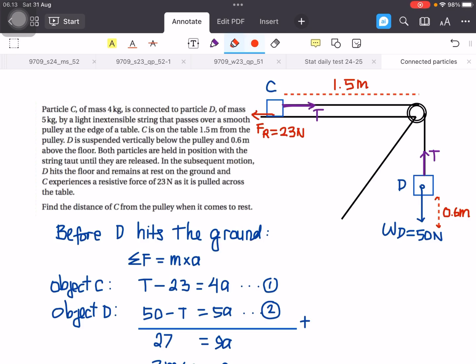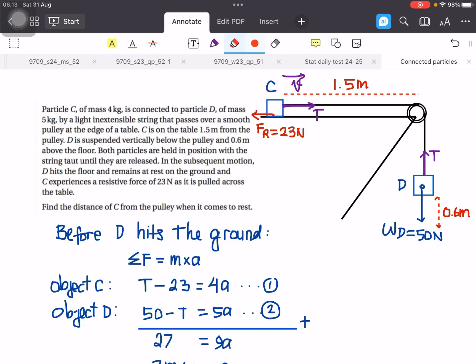Now using Newton's second law, we are going to find the acceleration of the system. First, the acceleration of the system before D hits the ground. We are using Newton's second law: the net force is equal to mass times acceleration. For object C, as you can see from the diagram, object C will move to the right.